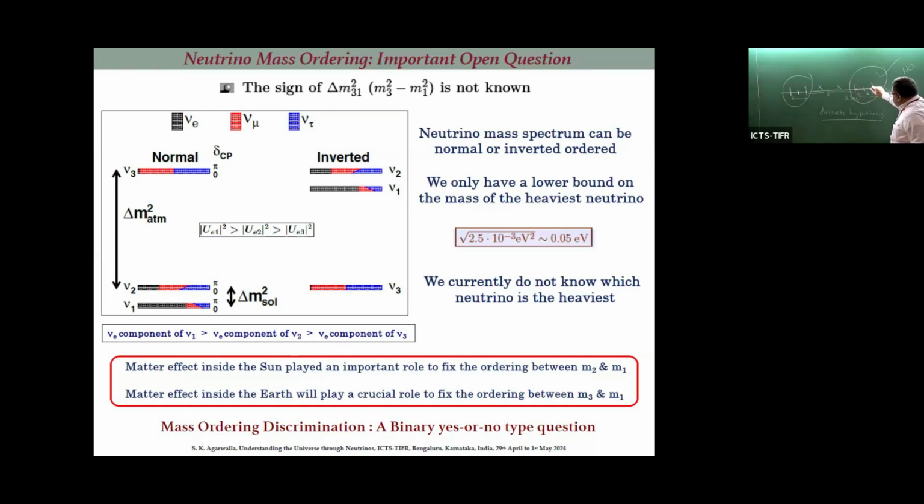So when you want to test this picture against this picture, there is no smooth transition. You need to hop, right? Because these intermediate values are already ruled out. So that's why we say that when you want to explore neutrino mass ordering, this is a binary yes or no type question. That means you have a discrete parameter space which is allowed and you are testing between them.